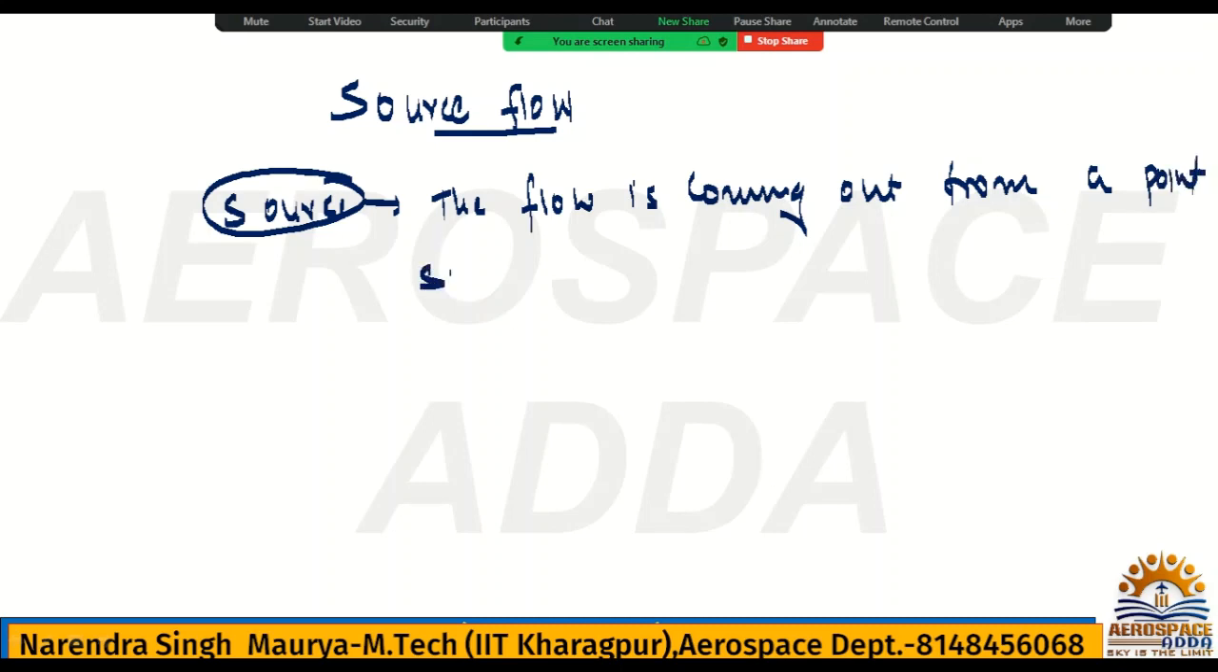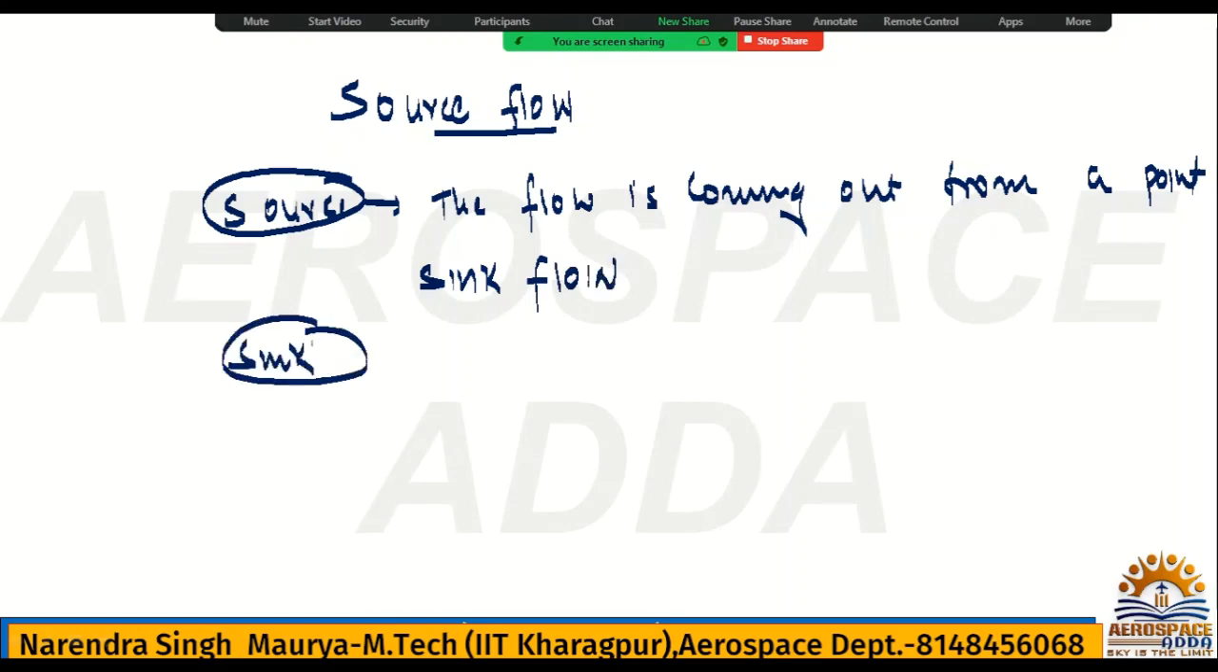If I say sink flow, both we have to relate. What do you mean by sink flow? Just like a source means the flow is coming out from a point, similarly, sink means what?